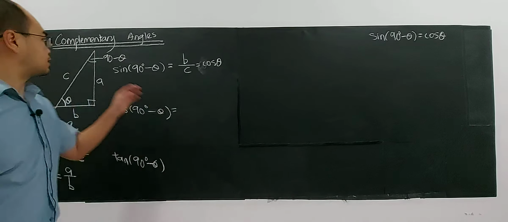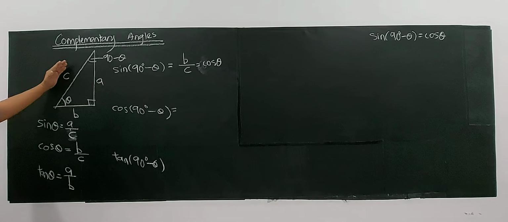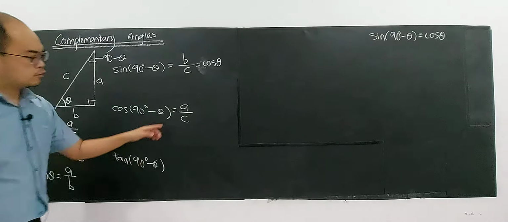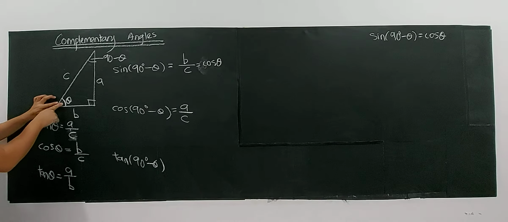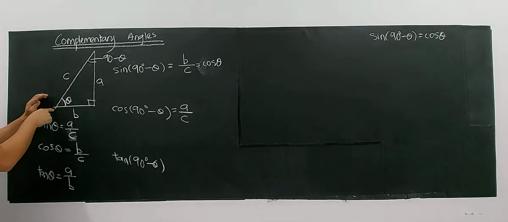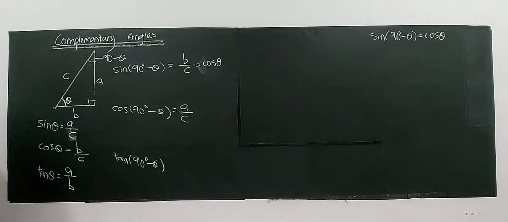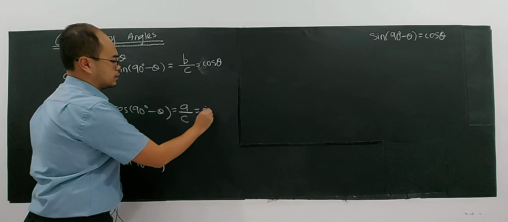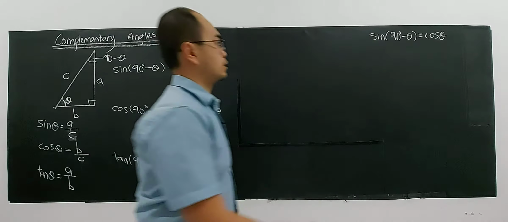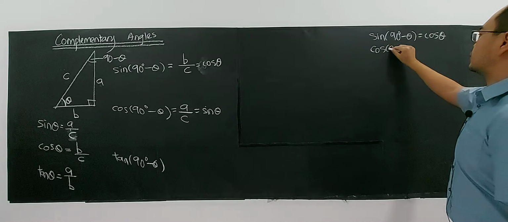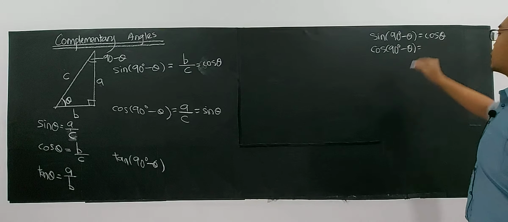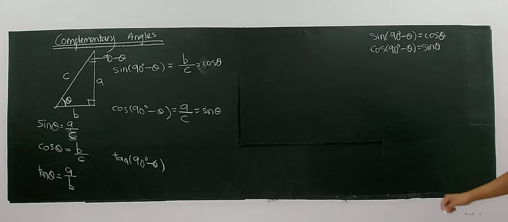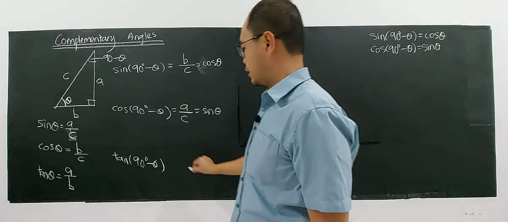So let's look at cos of 90 degrees minus theta. It will be adjacent over hypotenuse, A over C. And if you look at this, sine theta is A over C. Cos of 90 degrees minus theta is A over C. So I can conclude that cos of 90 degrees minus theta is the same as sine theta.